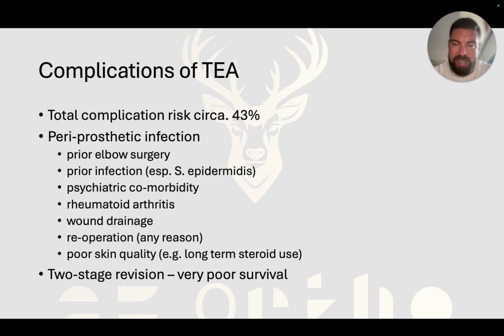Wound drainage is a big issue, as they form hematomas because we're lifting flaps. Reoperation for any reason will increase your periprosthetic risk. And of course, poor skin quality, which touches back onto our steroid use. The last part is that if you're doing a two-stage revision for an elbow replacement, chances are it's not going to be a good outcome. So there are a lot of issues around this, and a lot of people would advocate a single-stage revision for your revisions of elbow arthroplasty.